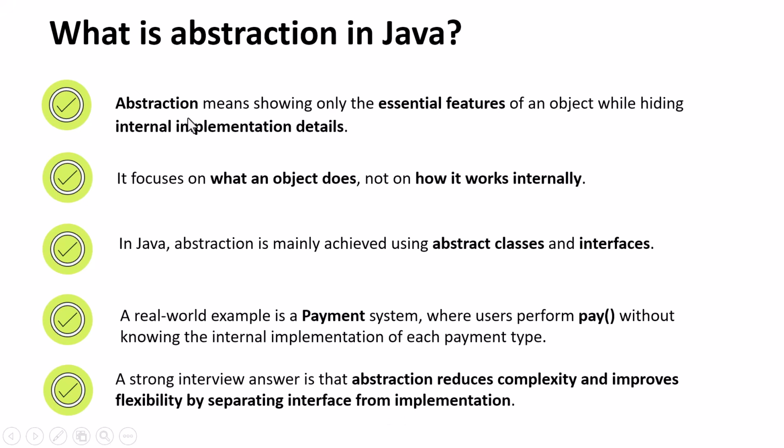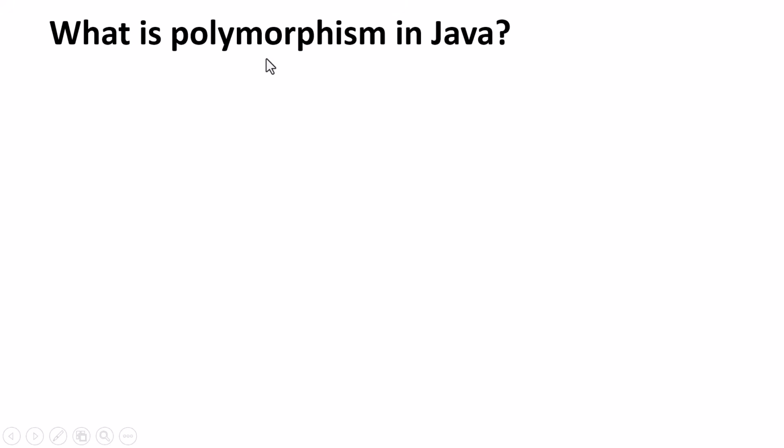So the best interview answer is this. Abstraction in Java means exposing only the essential behavior of an object while hiding internal implementation details, and it is commonly achieved using abstract classes and interfaces to reduce complexity and improve design flexibility. Next question. What is polymorphism in Java?